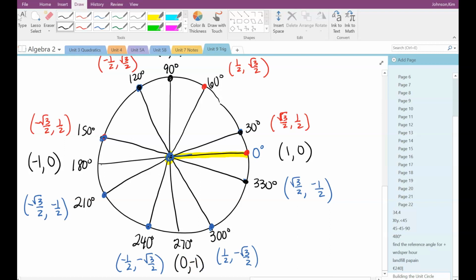Okay, the only thing that's left here, we're at 15 minutes. I'm going to try and get this done in 5 more minutes. The only thing that's left here is to build those 45, 45, 90 ones. Okay, so the 45, 45, 90 are all the ones that I drew with a dotted line.